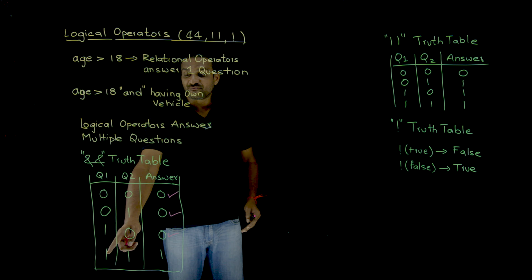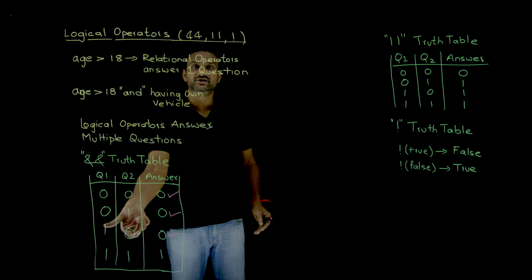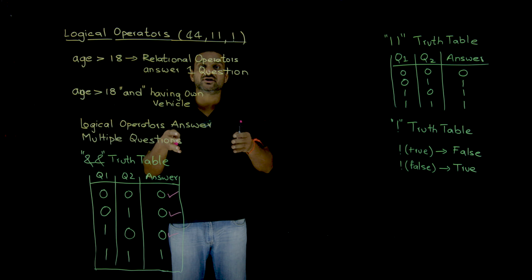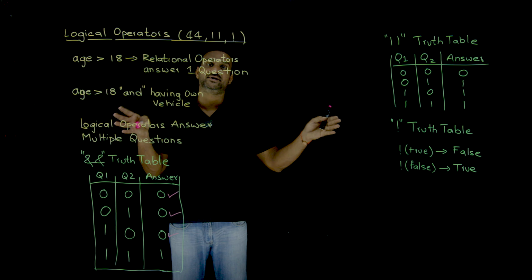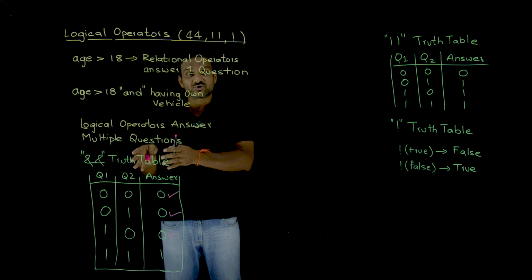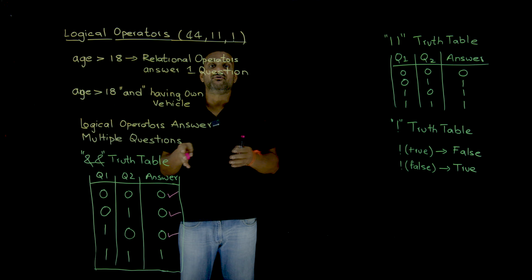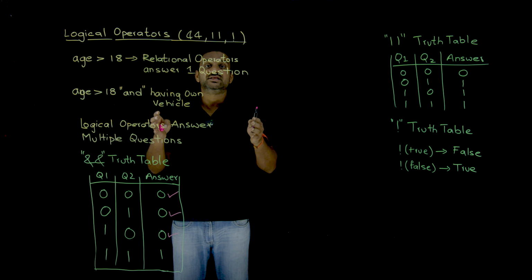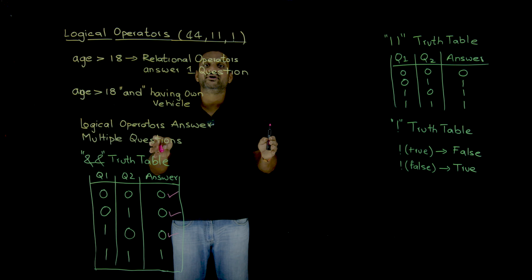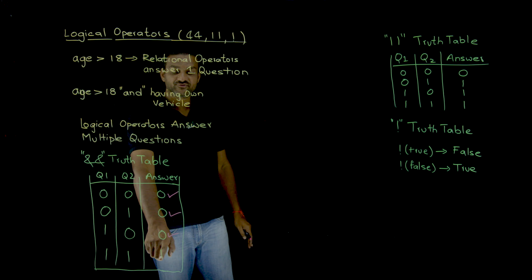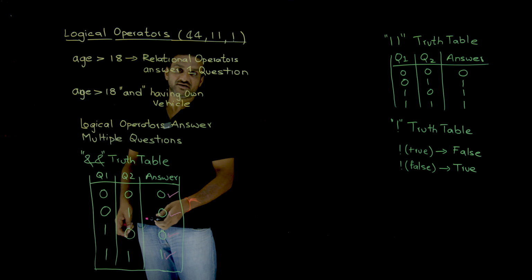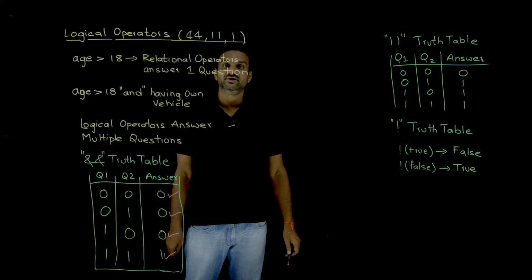It is if all the answers are 1. Here we have only 2 questions, but we may have multiple questions, with a logical AND operation in between all of them. In such a case also, if all the questions produce an outcome of 1, then we are going to get an answer of 1. The answer for that logical AND expression is going to be 1.